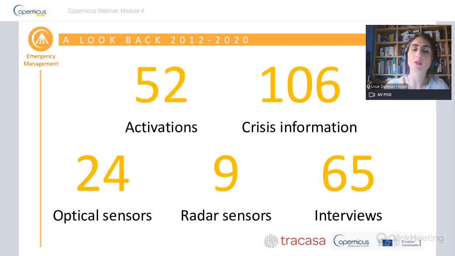In those activations, we created 106 crisis information products based on 24 different optical sensors, on 9 different radar sensors, but also based on UAV data, even videos. We also created data based on crowdsourcing data, such as Facebook or Twitter.